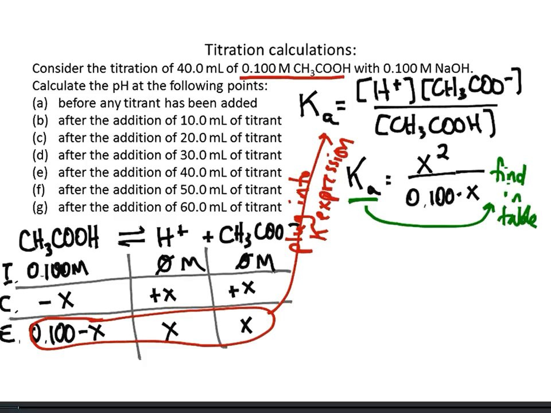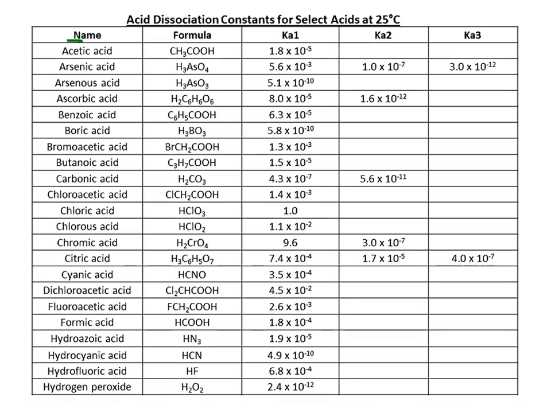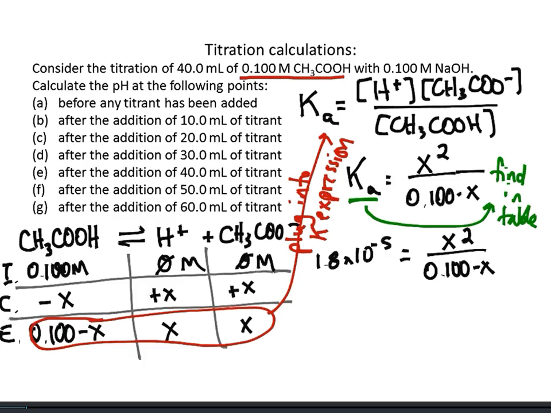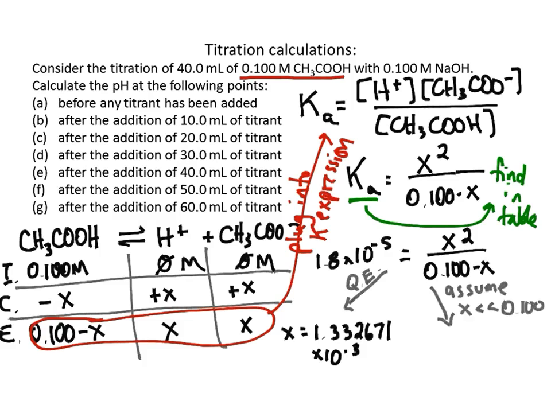You would find Ka in the table. It's right here at the top, 1.8 times 10 to the minus 5. And then you could either assume X is negligibly small compared to 0.1, or you could use the quadratic equation. Either way, you're going to get a similar value for X.